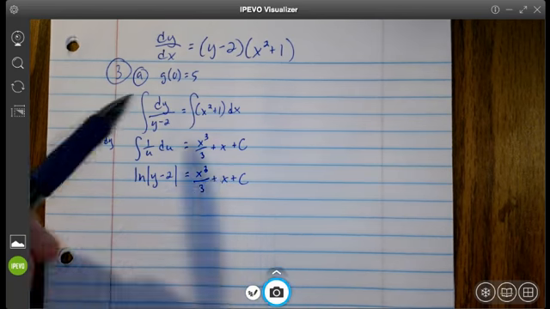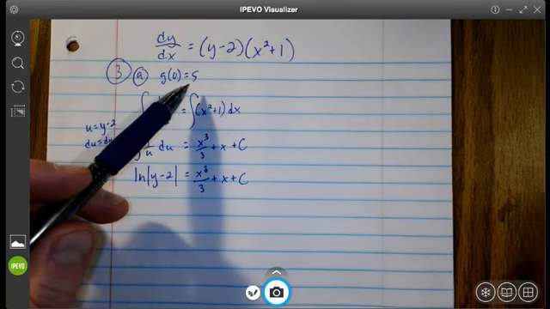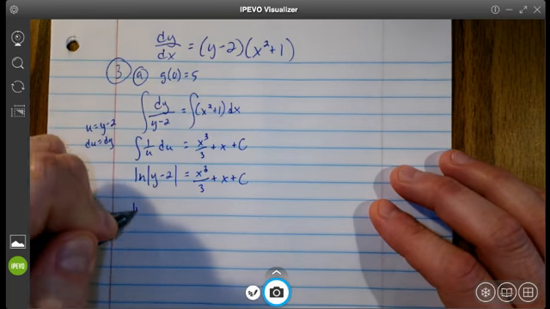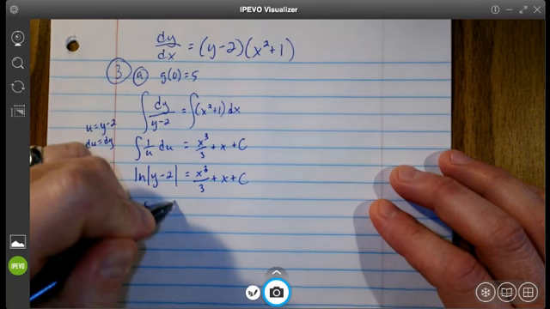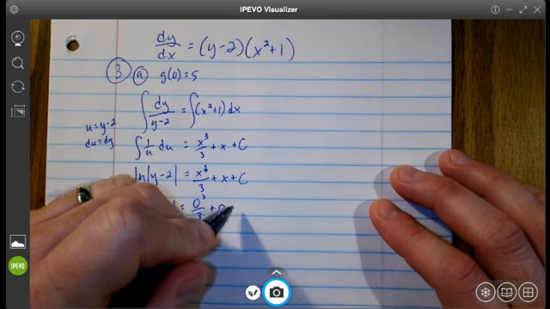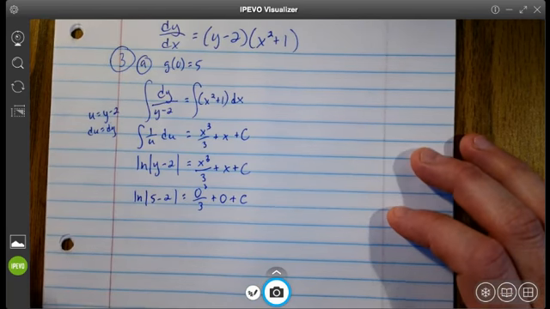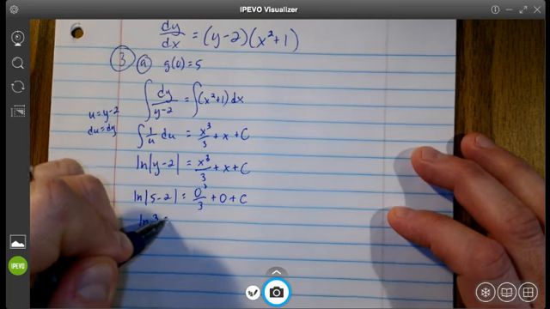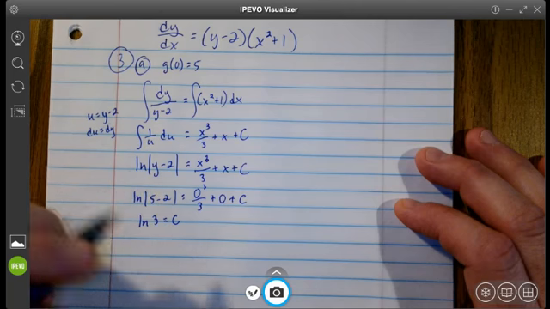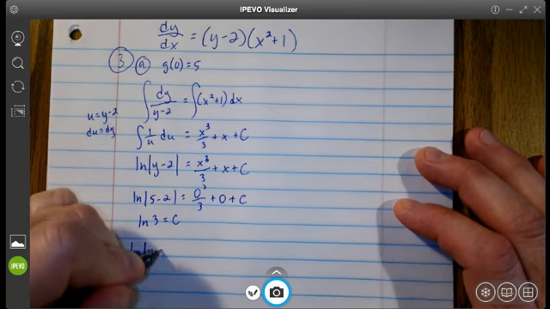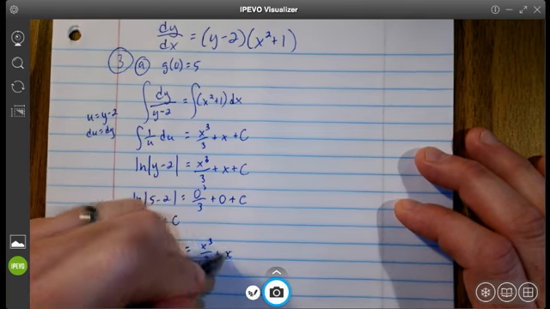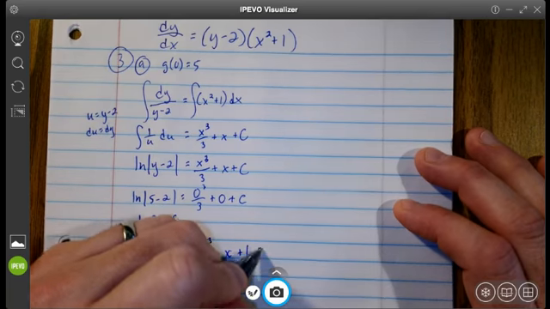Now I'm going to use the fact that g of 0 equals 5. So I'm going to plug in 0 for x and 5 for y. So the natural log of the absolute value of 5 minus 2 equals 0 cubed over 3 plus 0 plus c. That one's actually pretty easy. We just get that the natural log of 3 is equal to c. So I'm going to go back up here, and that means the natural log of the absolute value of y minus 2 is equal to x cubed over 3 plus x plus the natural log of 3.